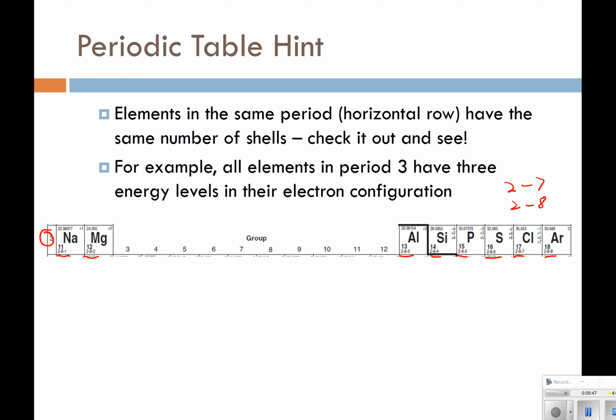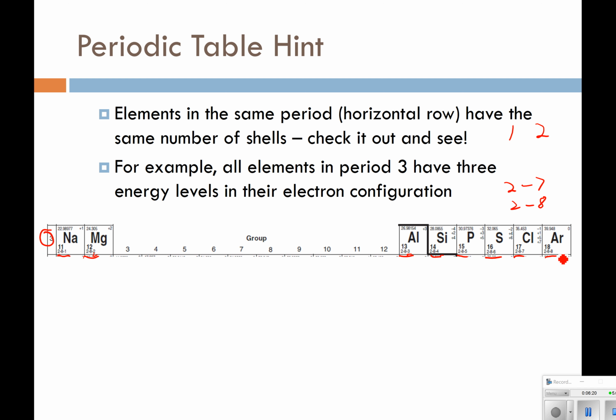And if you look at the first period, you're only going to see 1 electron configuration number for the 2 elements, either a 1 or a 2. Because remember that first PEL can only hold a maximum of 2 electrons. So the period number indicates the total number of principal energy levels in each of the atoms in that same period.